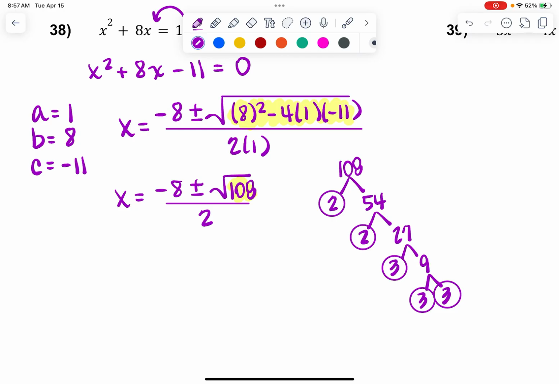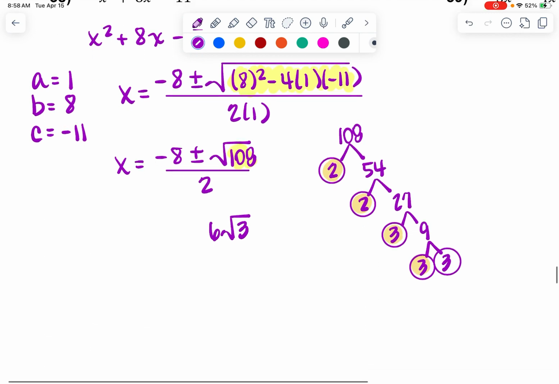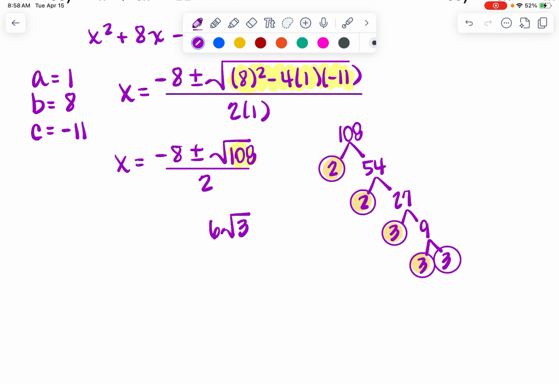All right, so he definitely has some pairs in there, right? We've got a pair of 2s and we have a pair of 3s. So that means when we're simplifying this radical, I can take out a 2 and a 3. They get multiplied together on the outside. And then, of course, this little 3 over here, he doesn't have a buddy, so he has to stay inside. Right? So that is us simplifying the square root of 108 to 6 root 3. And then I'm just going to bring everything else down.